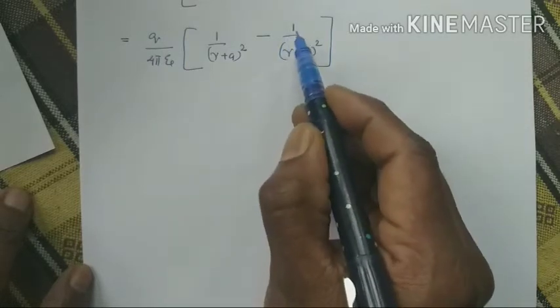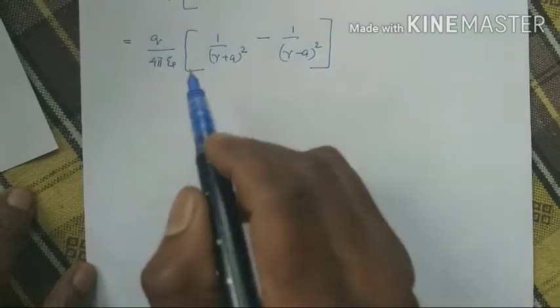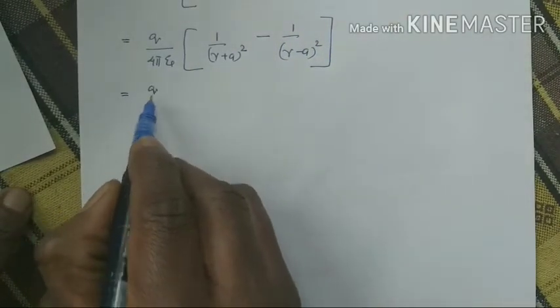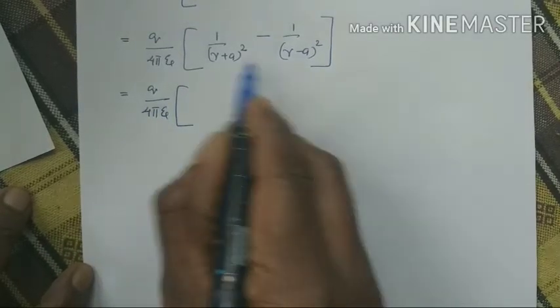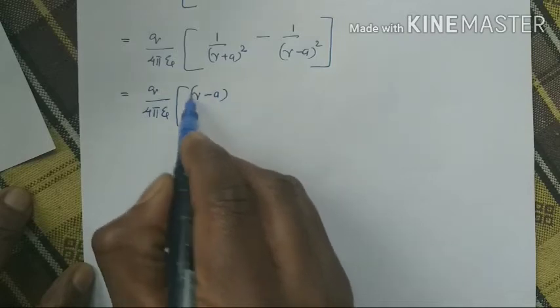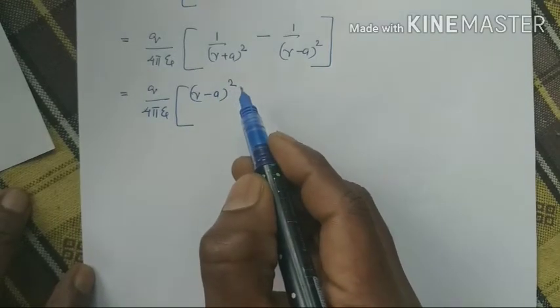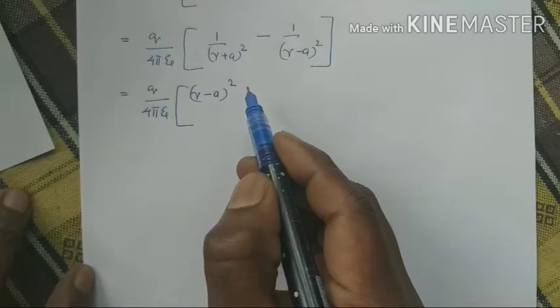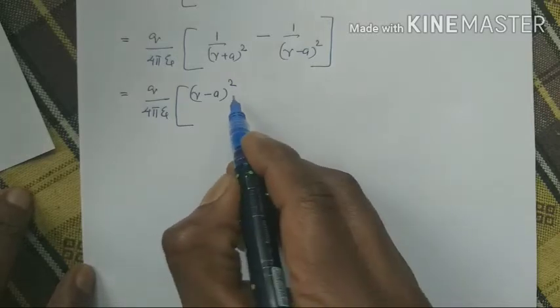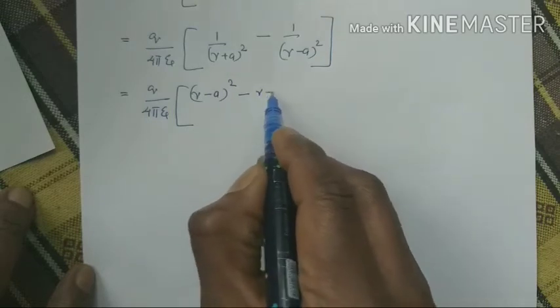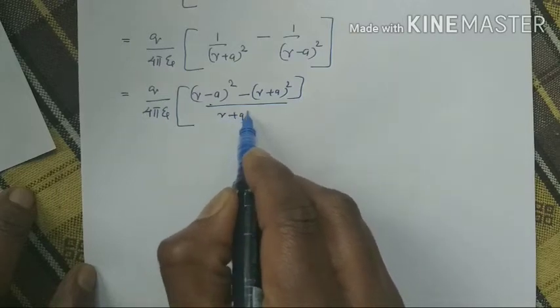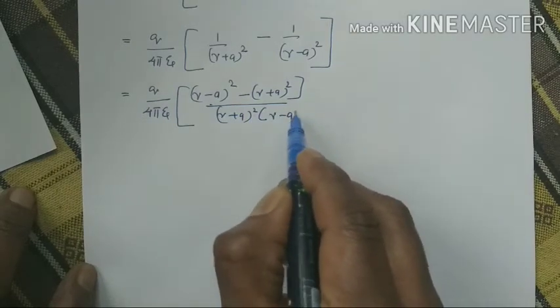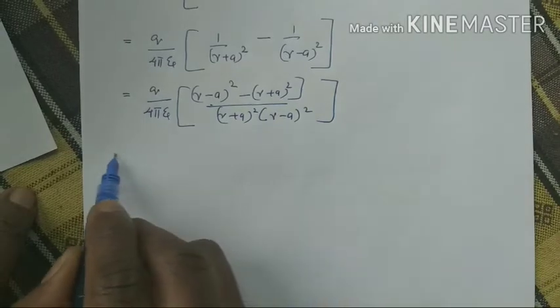Now very easily we can expand the terms within the bracket, which is equal to q divided by 4 pi epsilon 0 within bracket. Just cross multiply these two terms within the bracket: (r minus a) the whole square minus (r plus a) the whole square. Don't forget, this minus sign has to be distributed inside the bracket of the second term. So minus (r plus a) the whole square, all divided by (r plus a) the whole square into (r minus a) the whole square. Now bracket close.